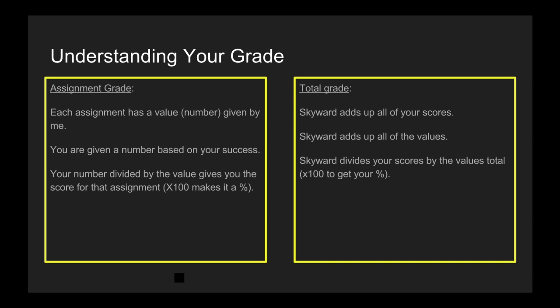So what Skyward does is it adds up all of your scores that you were given by your teacher, and it divides them by the total score that all of the assignments are worth. So it takes every one of those. Let's say we had 10 assignments, each worth 100 points. That makes a total of 1,000. So it takes your score, divides by 1,000. Then multiplies by 100, of course, to get a percent. And there is your overall grade.